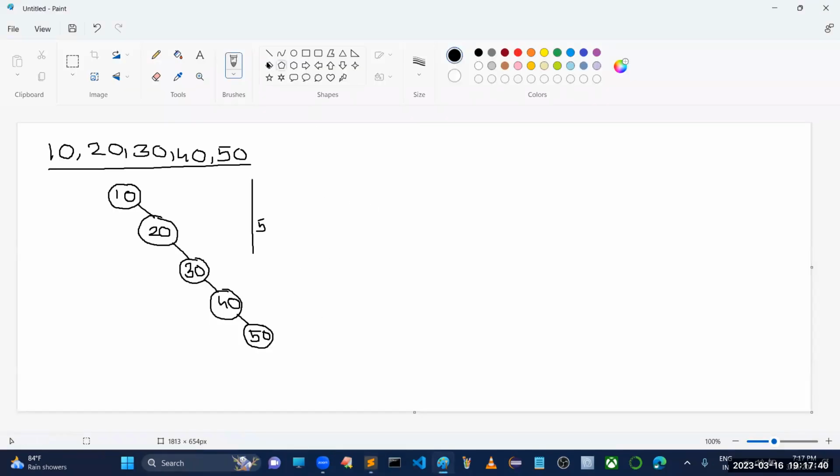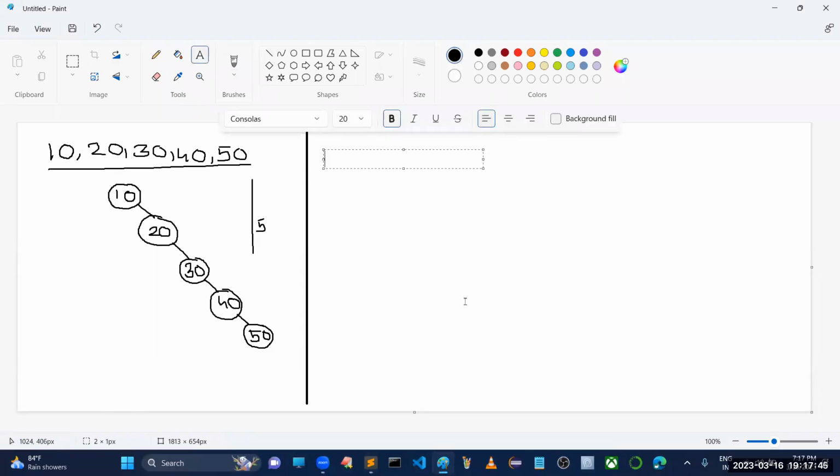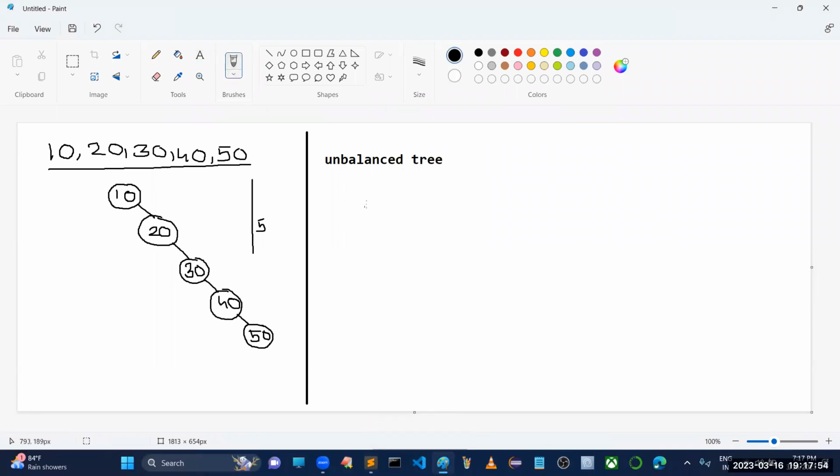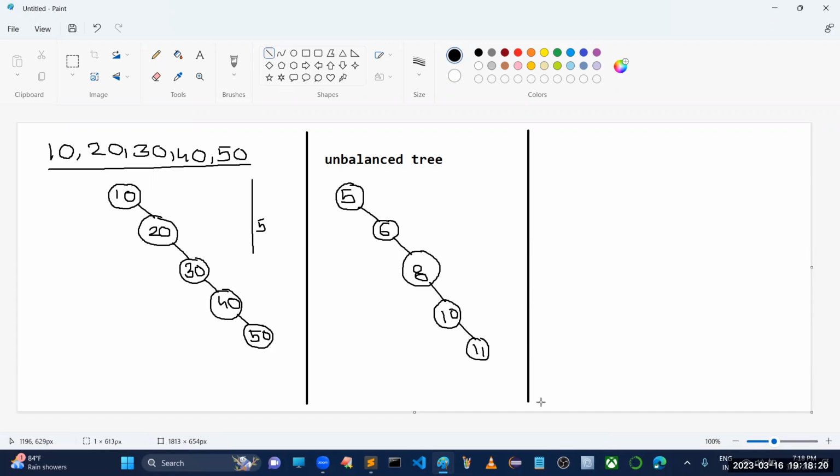Now, sir, I want to take two examples for you people. The first example is an unbalanced tree that I want to draw. Let me take one simple example. I have node 5. For this, the left subtree is not there. The right subtree is 6. For this, the right subtree is 8. For this, the right subtree is 10. For this, the right subtree is 11. Like this we have. Sir, I can say this tree is an unbalanced tree.